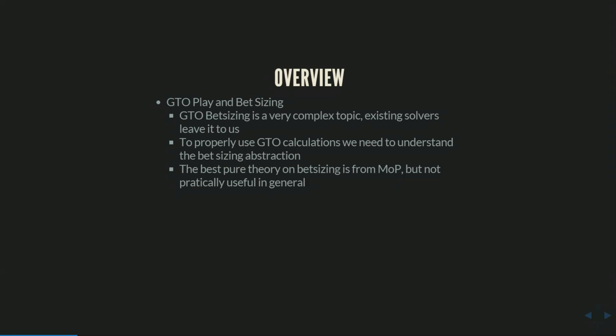Now, I also always like to try and tie back to some of the pure theory results, and we'll do so with bet sizing. The best pure theory on bet sizing is from the Mathematics of Poker. They actually have a pretty short chapter on it, and it's not as generally applicable or useful as one might wish. They basically go through three types of games, a purely polarized versus purely merged range game, an ace, king, queen game, and then a 0-1 game, and show three results.